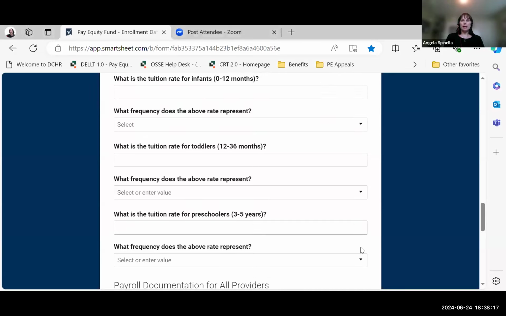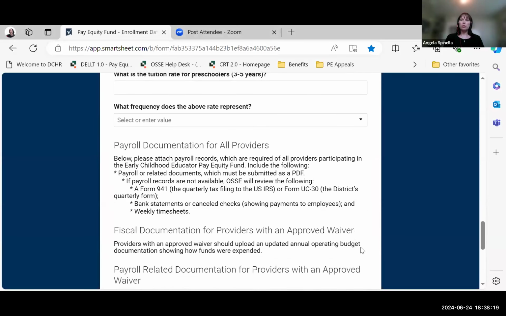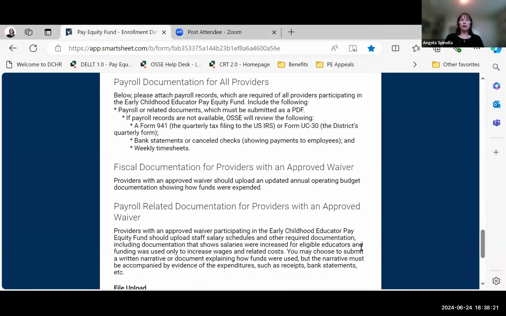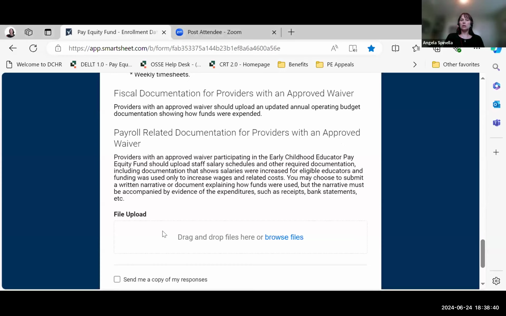I'm going to now scroll down on the form to our payroll documentation for all providers. You want to be sure if your facility has an approved waiver, you upload additional fiscal and payroll monitoring documentation here. Multiple documents can be uploaded at the same time. Files can either be dragged and dropped into the Smartsheet, or you can also browse for files on your computer.